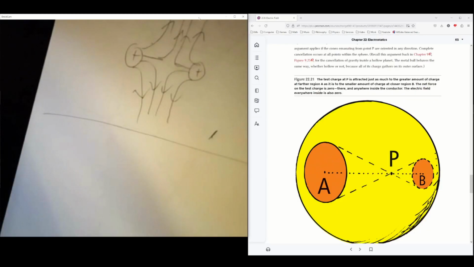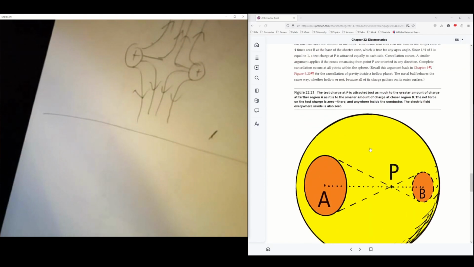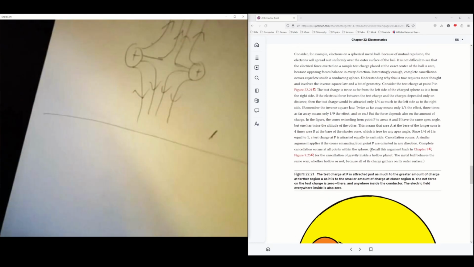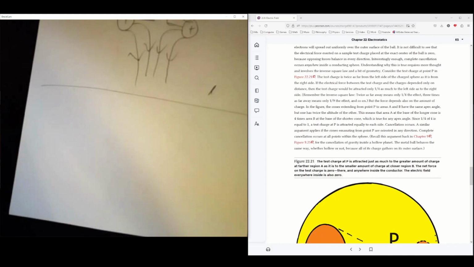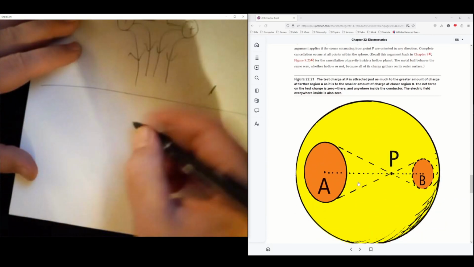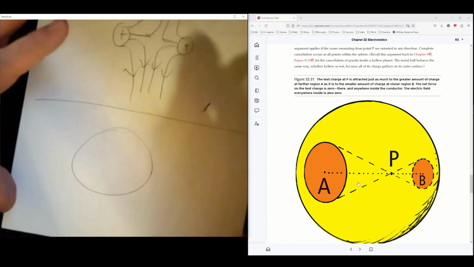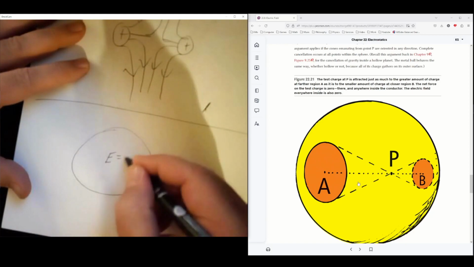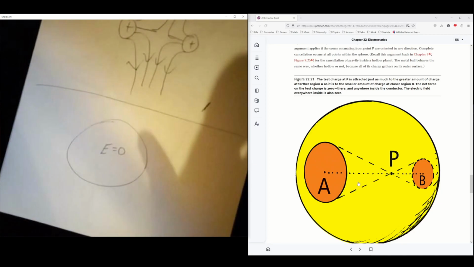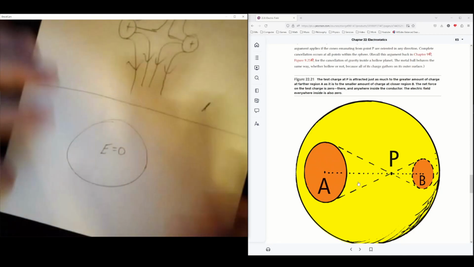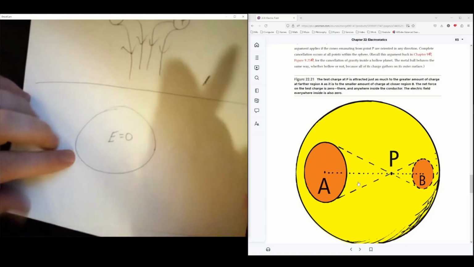All right, so I just wanted to read that a little bit there because shielding might feel a little bit too much for 101, but here we go. A conductor can have no electric field inside of it. Now an insulator can have an electric field inside it, but a conductor can't.